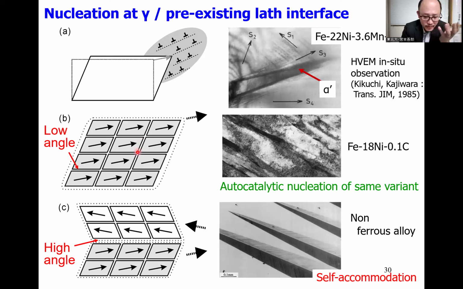However, when the austenite becomes harder, plastic accommodation becomes difficult. Then in order to reduce strain energy, the other variant is formed. So this is self-accommodation and is frequently observed in non-ferrous martensite, for example, in shape memory alloys. So in order to understand the effect of autocatalytic nucleation or self-accommodation, the matrix strength is important.